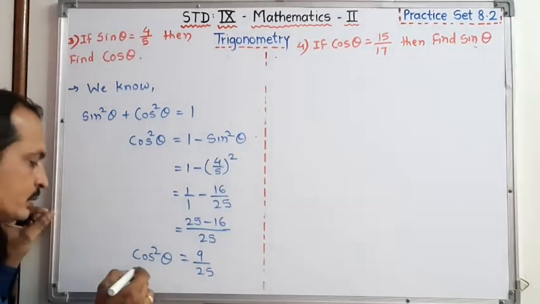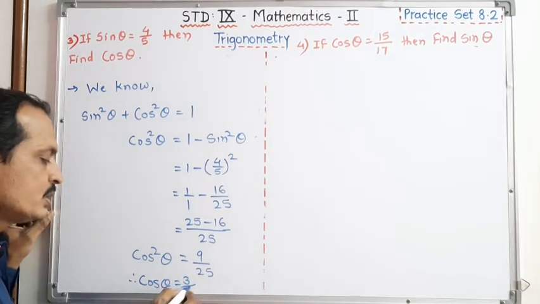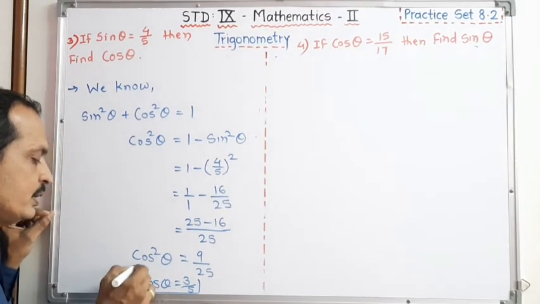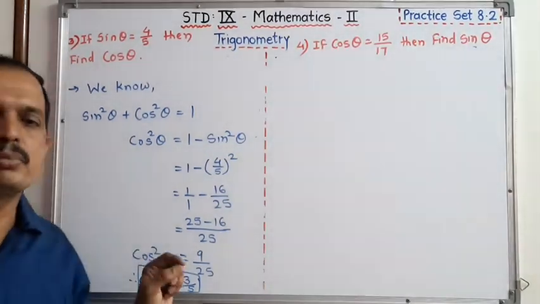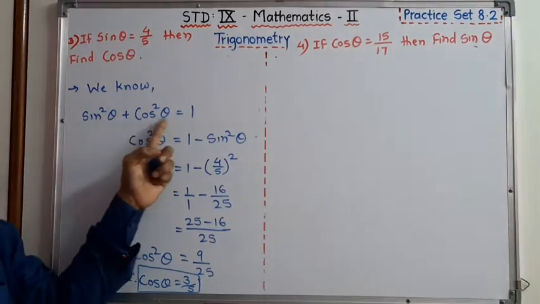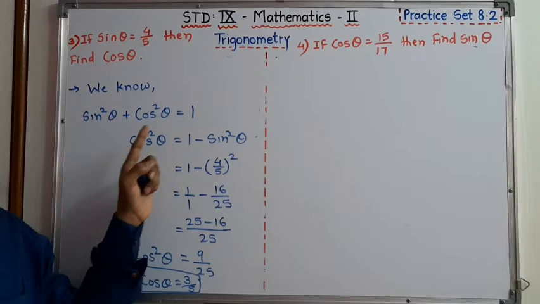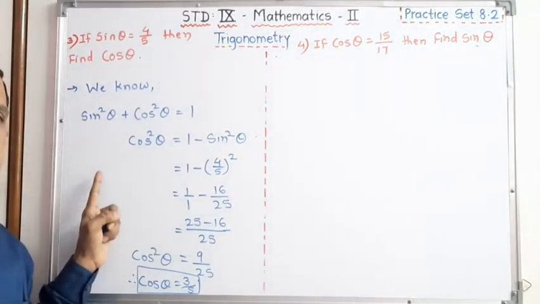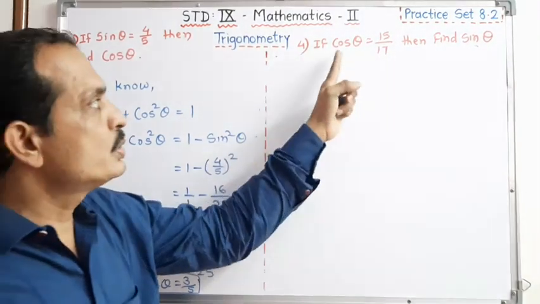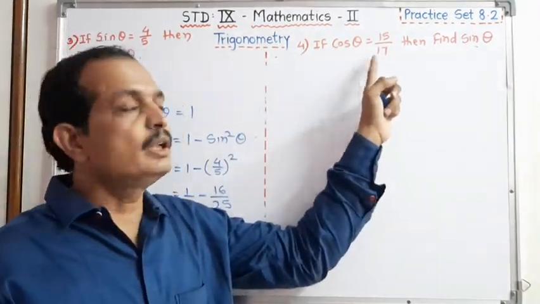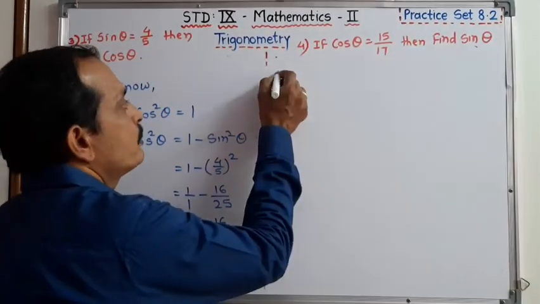Taking square root, we can get here cos theta is equal to 3 upon 5. Dear student, cos theta is equal to 3 upon 5. Very simple. If we use this formula, that is cos square theta plus sin square theta is equal to 1. I think everyone understood this. Now we have to start with the question number 4. Here also the value of cos theta is given and we have to find out the sin theta. Therefore same formula we can apply here.